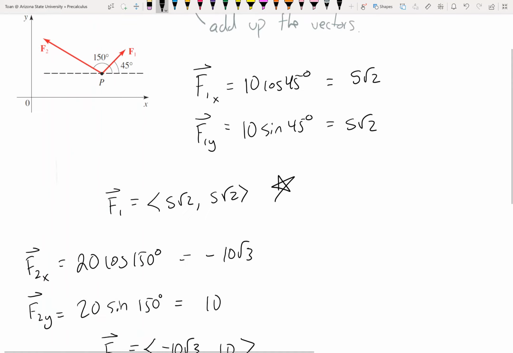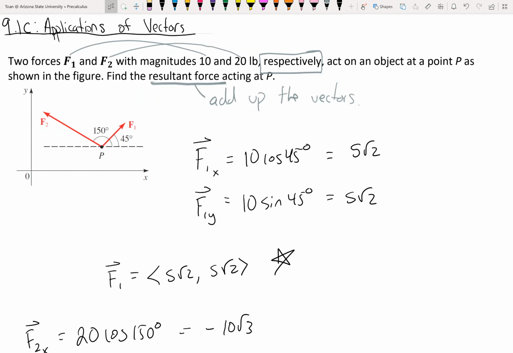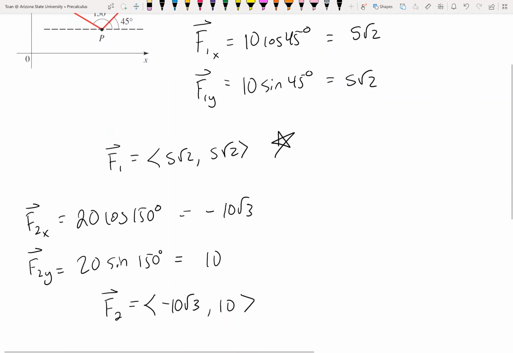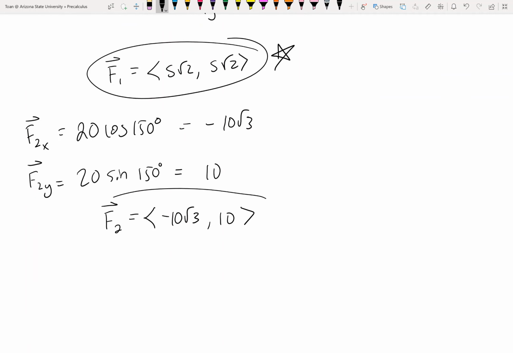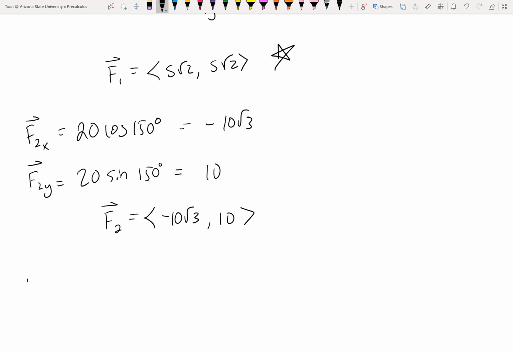So what we have done here is we've written the components of the forces acting upon this point. So if I want to find what is the overall force that this point experiences, you just simply add up the vectors. Well, since it's already in component form, that should be a cakewalk. So what is the resultant force? You just add up the vectors. So x plus x, that's 5 rad 2 plus negative 10 rad 3, comma, y plus y, 5 rad 2 plus 10.